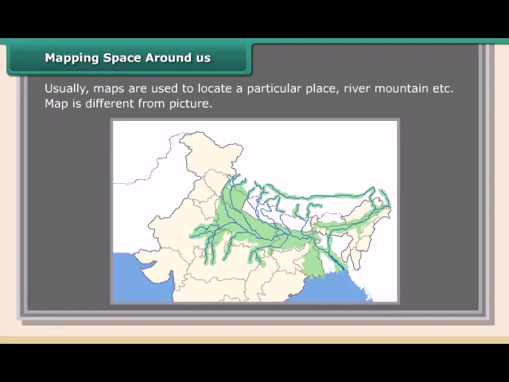Mapping space around us. Usually maps are used to locate a particular place, river, mountain, etc. Map is different from picture. This map is drawn by Radha. In this map, the route from her house to her uncle's house is shown. How far is Radha's house from her uncle's house? From this map, it is very difficult to find which place is near Radha's house. We do not know the distance between circles. So, there is lack of information. We cannot answer the questions.